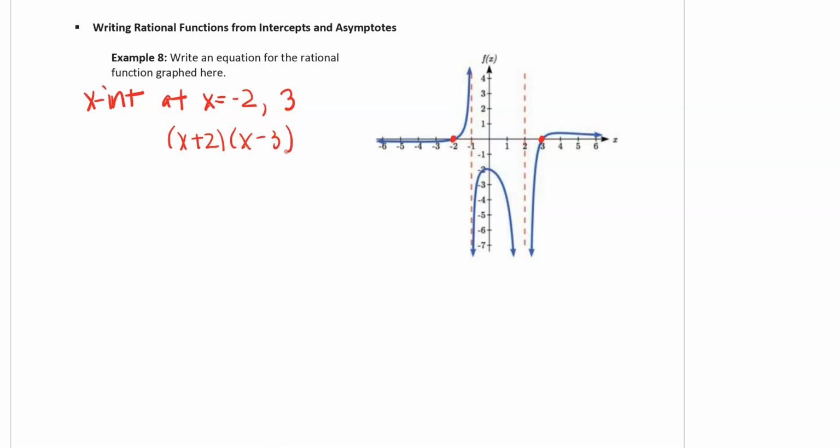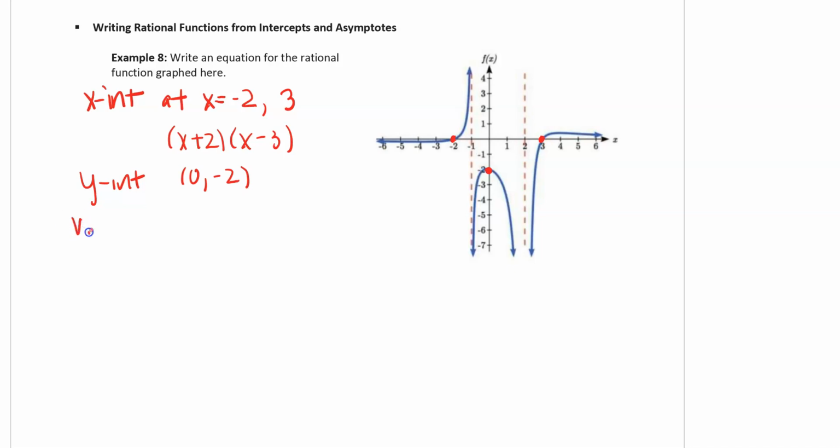Then I'm going to look at my y-intercept. We have it right here, and this is at the ordered pair (0, -2). We're going to use that as an x and y value here in a minute. We've got x-intercepts, y-intercepts. Now look at those asymptotes like we saw in the previous video.